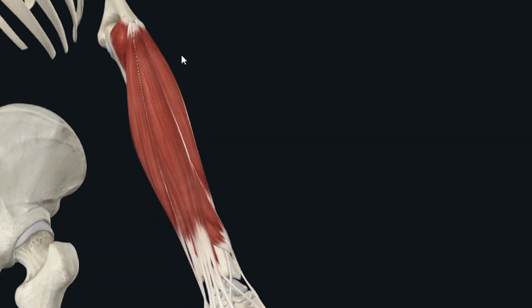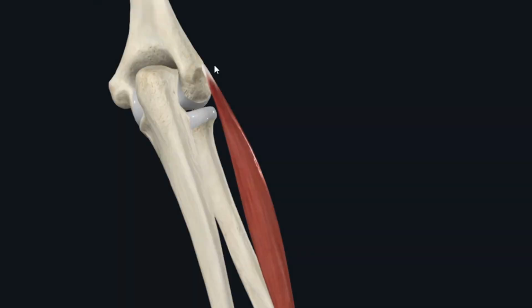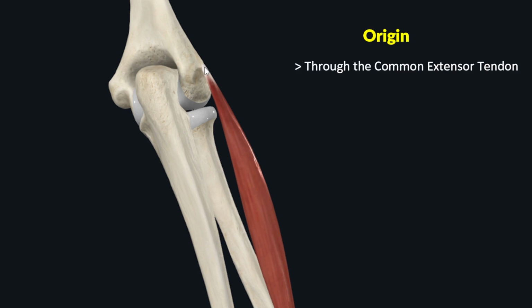So starting off with the superficial layer of muscles, and the first muscle that we are going to discuss is the extensor carpi radialis brevis muscle. So as we discussed a bit earlier that all of the muscles of superficial layer of posterior forearm have got their origin through the common extensor tendon from the lateral epicondyle of the humerus. So as the extensor carpi radialis brevis muscle is a superficial muscle of posterior forearm, it has got its origin through the common extensor tendon from the lateral epicondyle of the humerus.